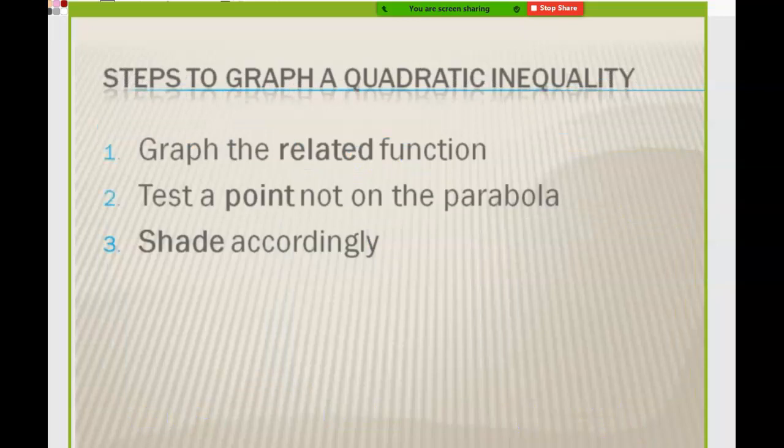So to graph a quadratic inequality, we're going to graph the related function exactly as we were graphing it before. However, now we're going to pick a point not on the parabola and shade accordingly. Just like when we graphed linears and absolute values, you graphed the line or the v first, then you picked a point not on the line or v and shaded with that in mind. We're going to do the same thing for quadratic inequalities.